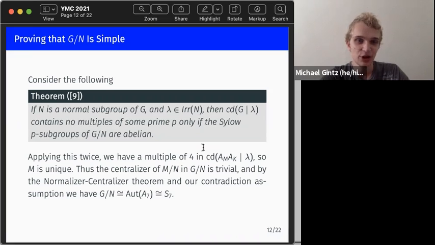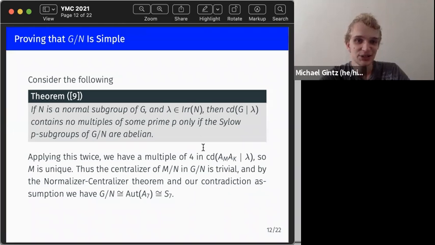contains only values co-prime with p only if the Sylow p-subgroups of G over N are abelian. Now, it's known that the Sylow 2-subgroups of the alternating group A7 are dihedral and namely not abelian. So that means we can apply this to CD of A_M pipe lambda, and then CD of A_M A_K pipe some resulting character or some resulting representation of A_M. So this is going to give us a multiple of 4 in CD of A_M A_K pipe lambda. And this is obviously a contradiction, so M is unique.